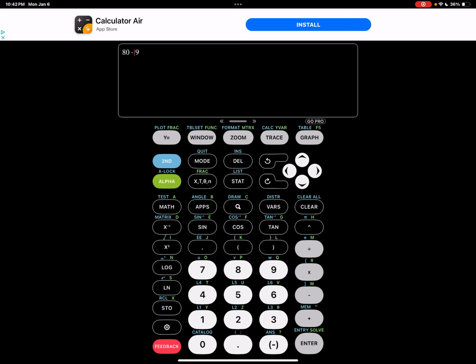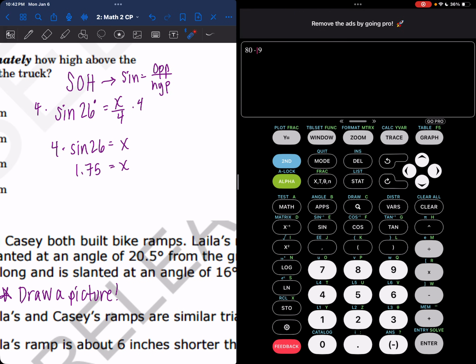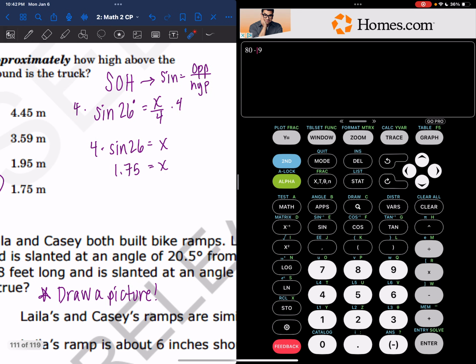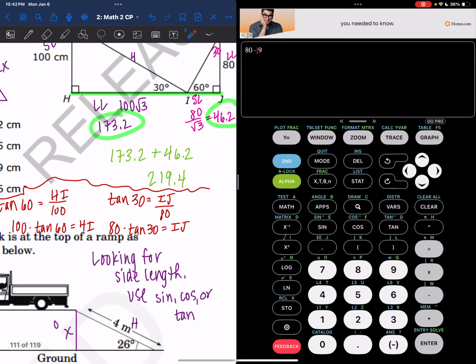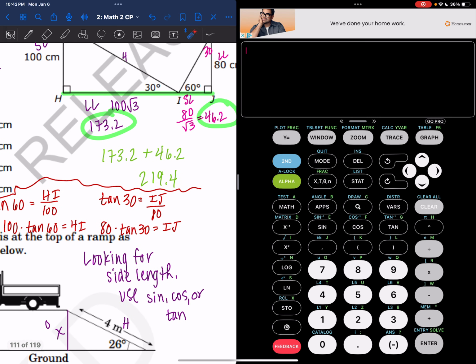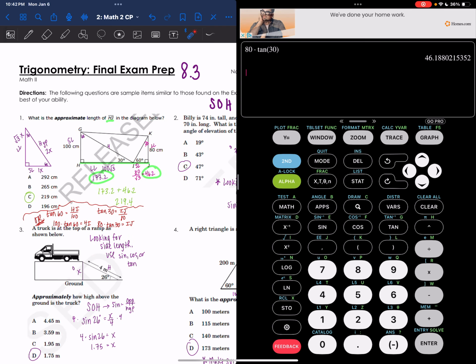times, and I believe we said tangent. Let me go back real quick. 80 times tangent 30. And then you got 46 point that, which is that. Then go ahead and add them together. So either way works.